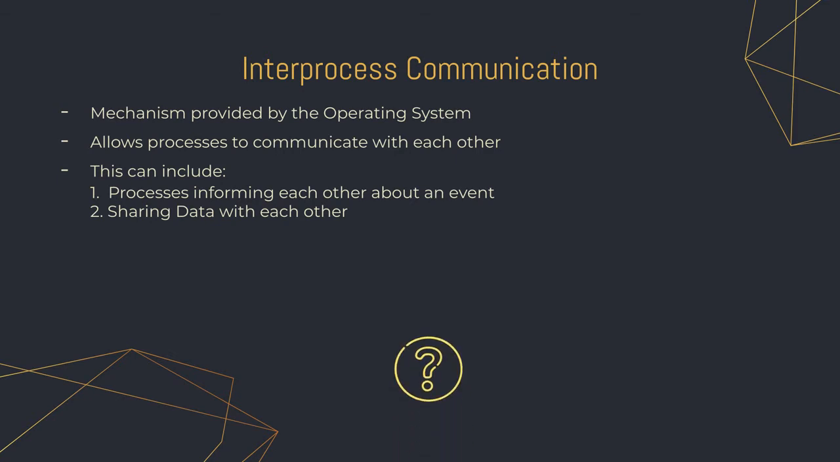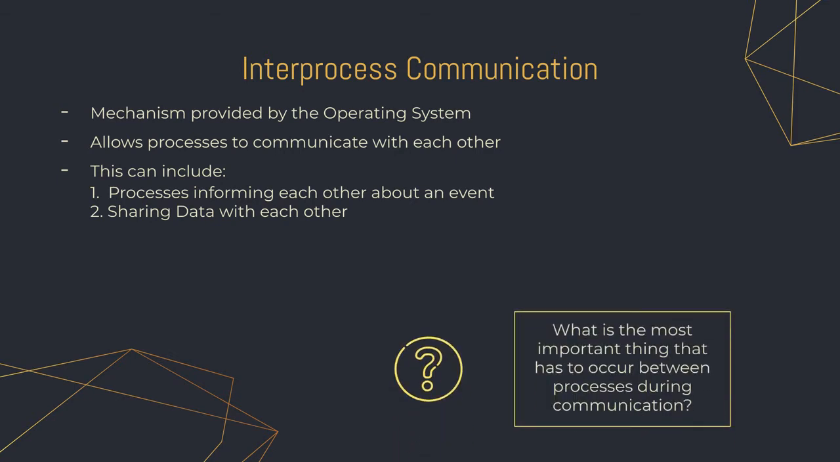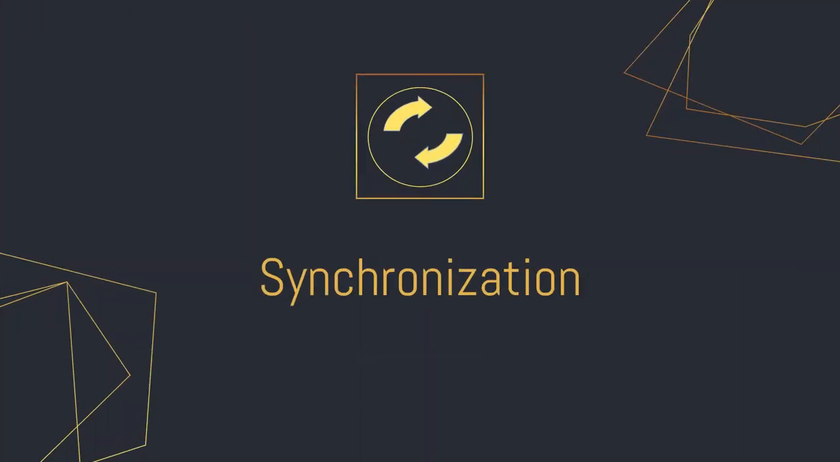Now, here's a question for you. What would you think is the most important thing that has to occur between processes during communication? The answer? Synchronization. Two processes have to be synchronized before they can communicate.